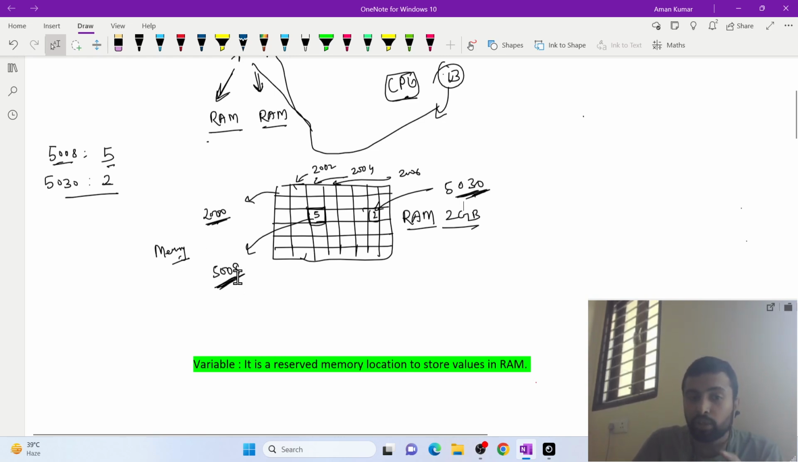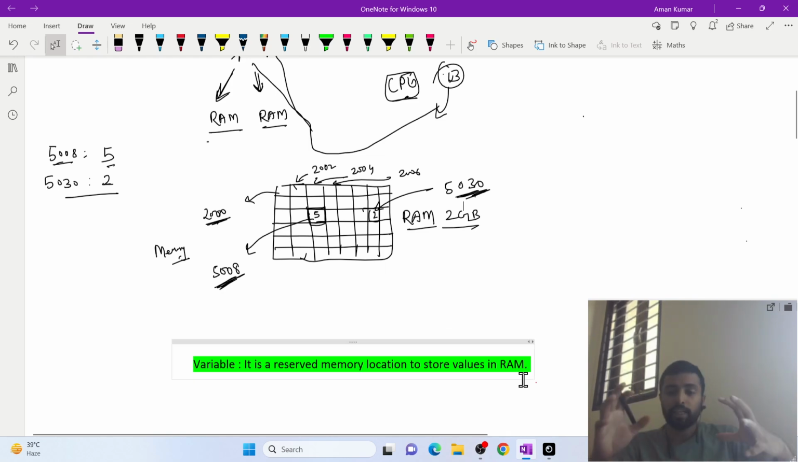And as for the memory location, you understood that RAM has some kind of memory locations, and it is a rigid memory location to store a value. This memory location is used to store something like 5, or it may be 10, or it may be 12. It could be any value in the RAM.